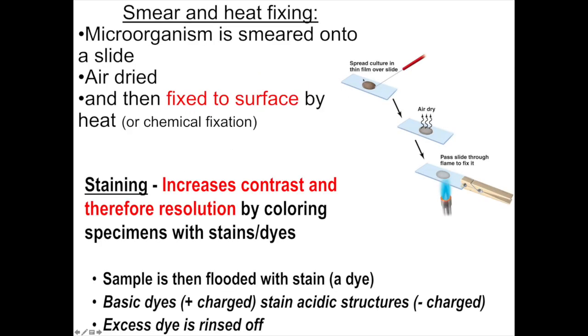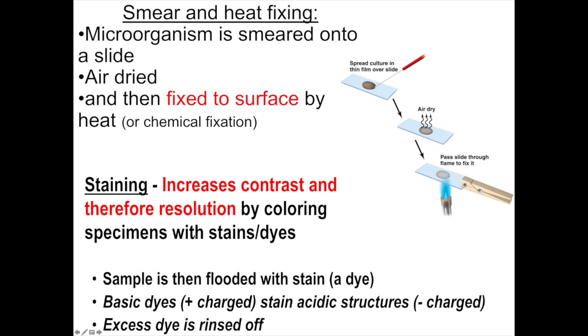And so you'll recall that you put multiple samples on slides, you let it air dry, and then you went 1, 2, 3 through the flame, which then fixed the sample onto the slide. So then the next step is to stain your sample. And the reason you do this is to increase the contrast. And by increasing the contrast, you are then increasing the resolution, which is the ability to differentiate between two objects.